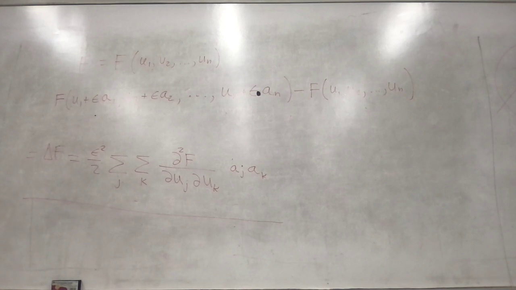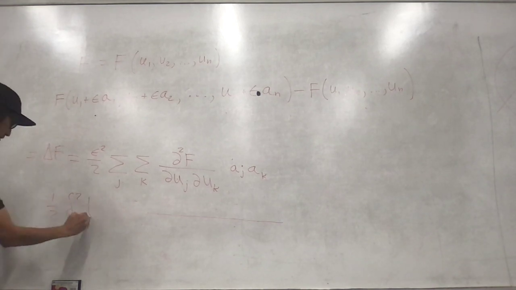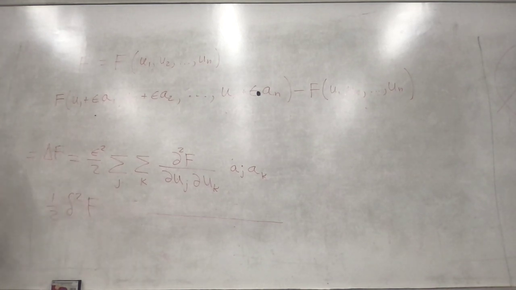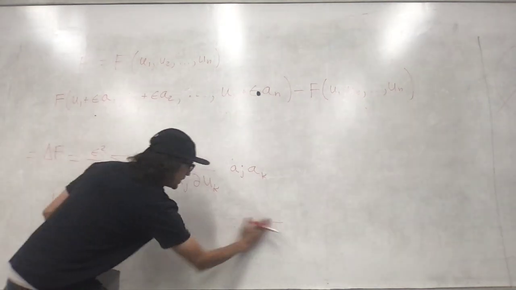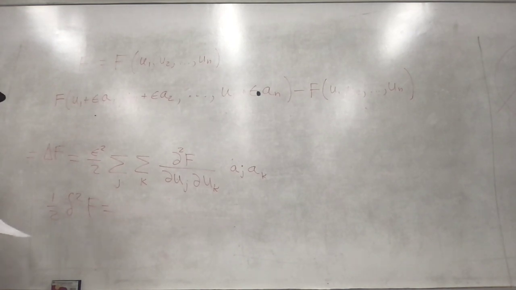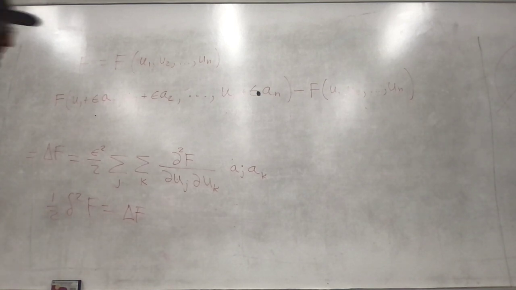So usually the notation that you will see is, you're gonna see this as 1/2 delta squared, the second variation of f. It's going to be equal to delta f. So we have some tools now. We have a definition of the first variation, and we have a definition of the second variation. So we can determine if a function has stationary points, and also if those points are an extremum.